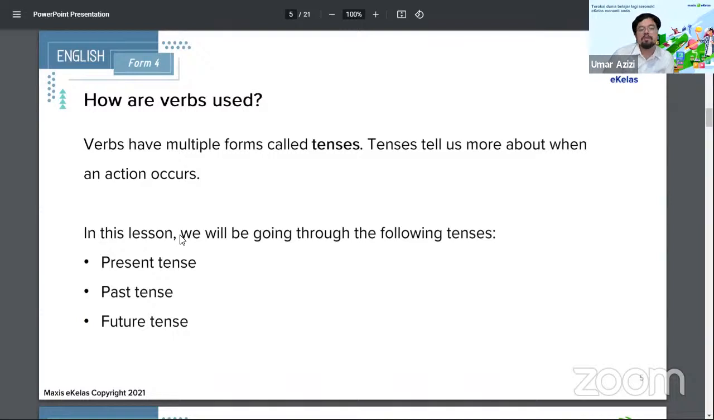So how do we use verbs? Verbs have multiple forms called tenses. Tenses tell us more about when an action occurs. There are 3: present, past, and future. You might want to start taking notes now. So verbs, we can separate into 3 parts. That's present, past, and future.